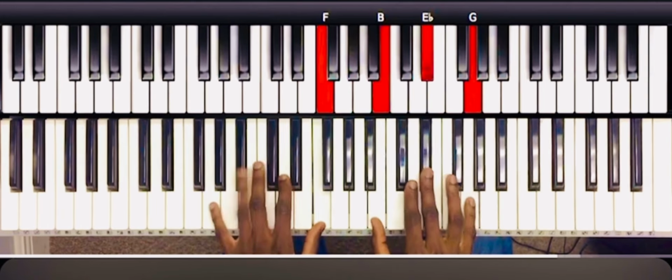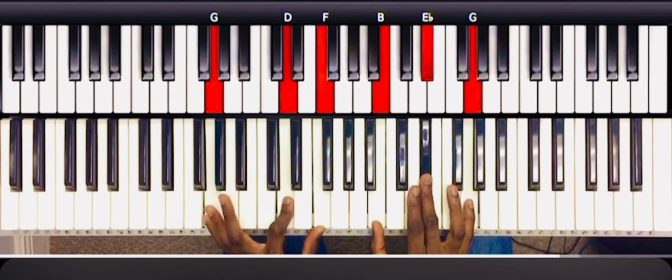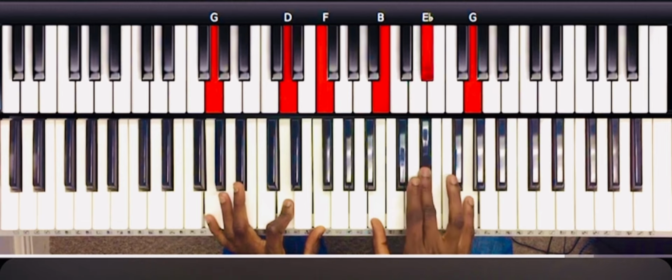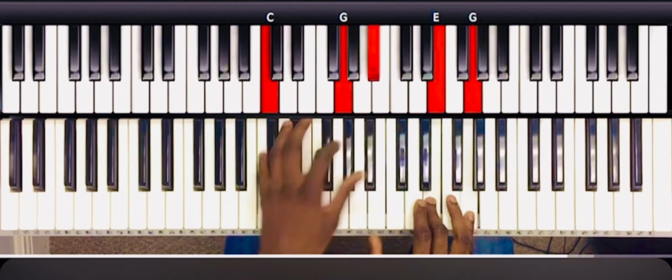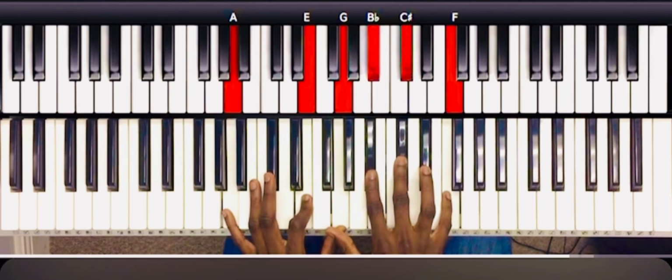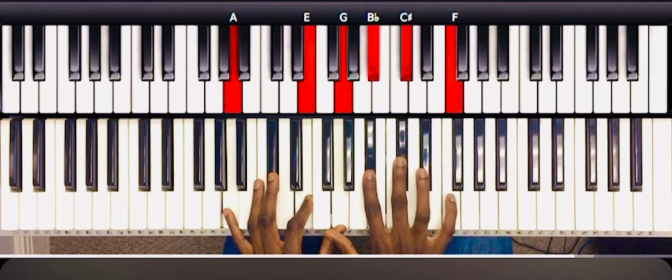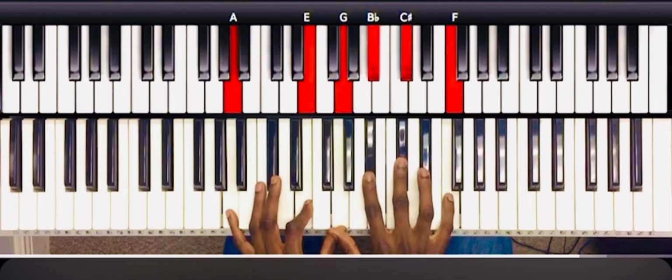See, those are what I'm using. This is a G7 sharp 5. See? The 5 is sharpened, the 9 is flattened.